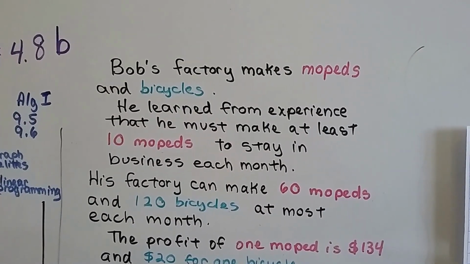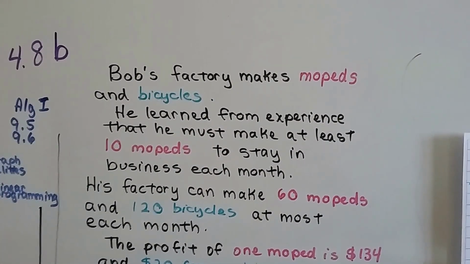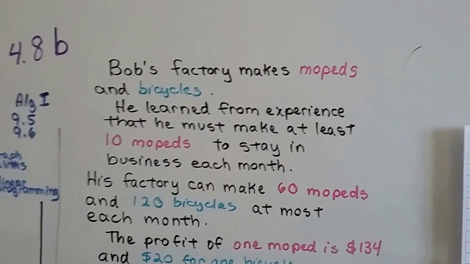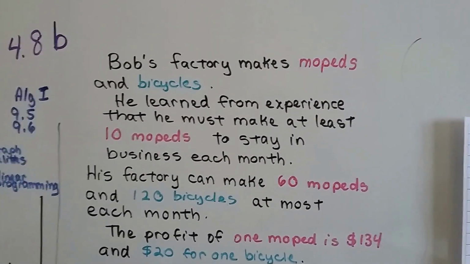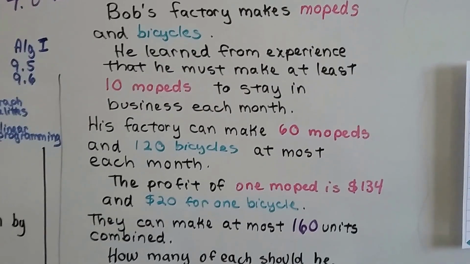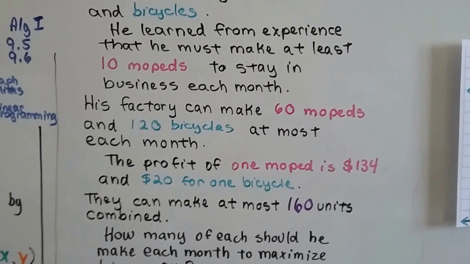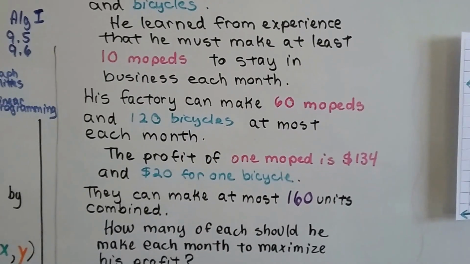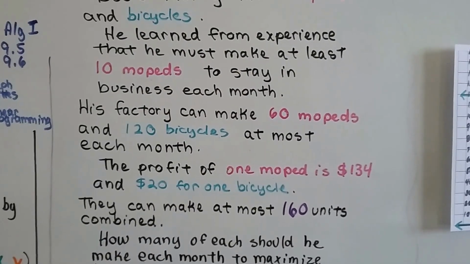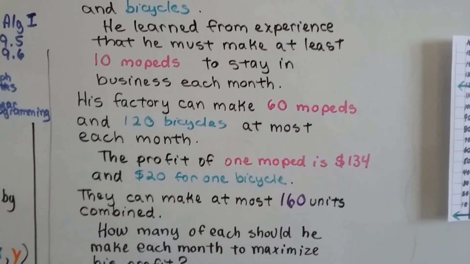Bob's factory makes mopeds and bicycles. He learned from experience that he must make at least 10 mopeds to stay in business each month. His factory can make 60 mopeds and 120 bicycles at most each month. The profit of one moped is $134 and $20 for one bicycle. They can make at most 160 units combined. So they can't make any more than that. Their factory isn't equipped to, okay?